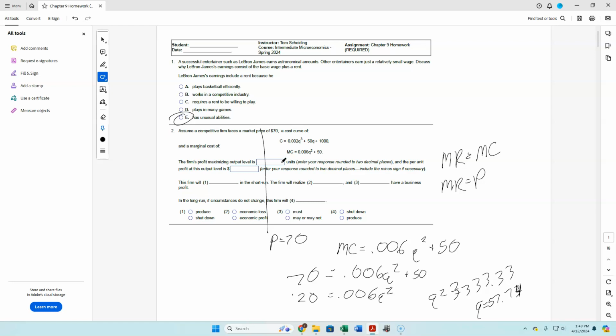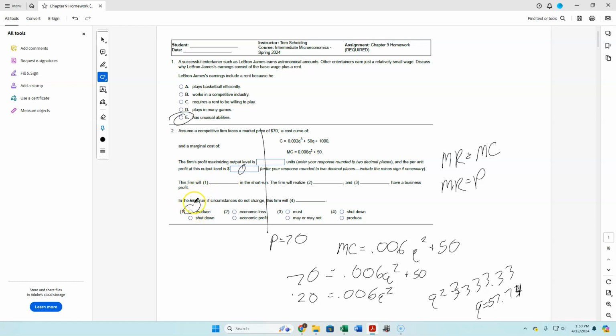And the profit, well, in this case, since it's perfectly competitive, I don't need to calculate anything. It would be 0. You could affirm that for yourself by taking this quantity, multiplying it by the price to get your total revenue. And if you put that same quantity into your cost function, you should get the same numbers.